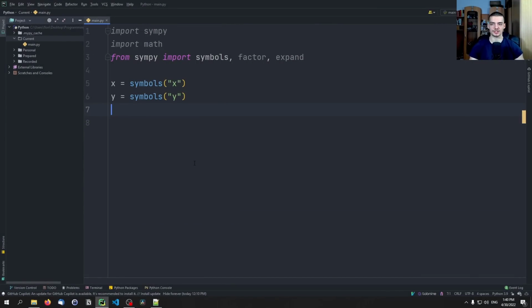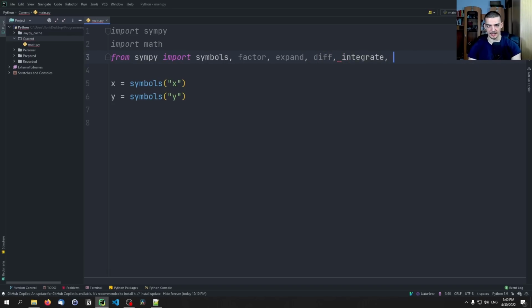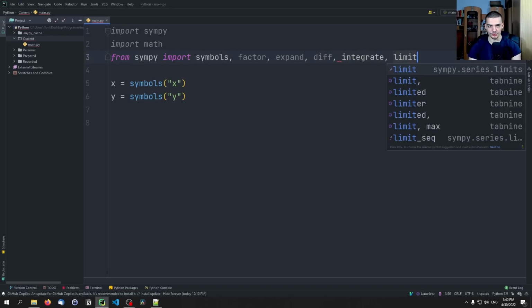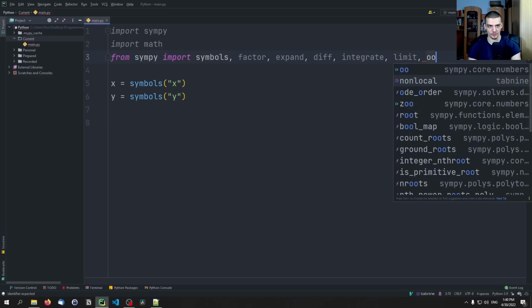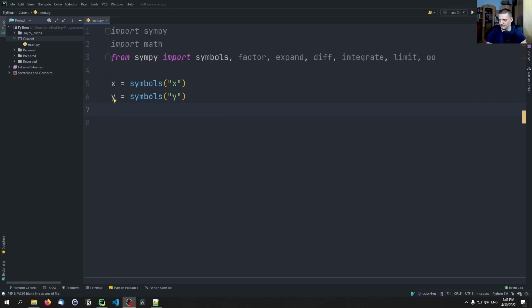Let us now move on to something more interesting, which is taking the derivative of functions, integrating functions, and working with limits. And for that, we need to import a couple of more things here. We need to say from SymPy import diff, import integrate, and import limit. And also we want to import OO. And I'm going to explain what OO is here in a second. Might be a little bit confusing for you right now. And let me just see here. I'm not blocking anything, but I'm gonna make my camera a bit smaller.